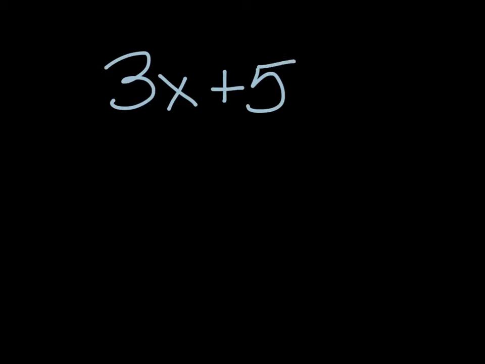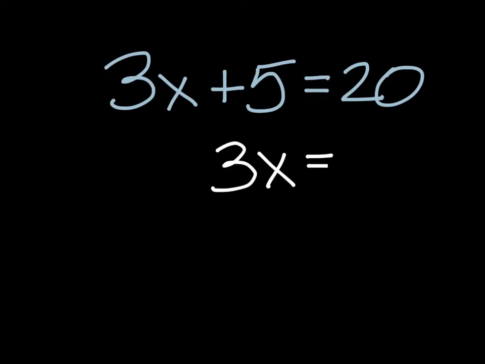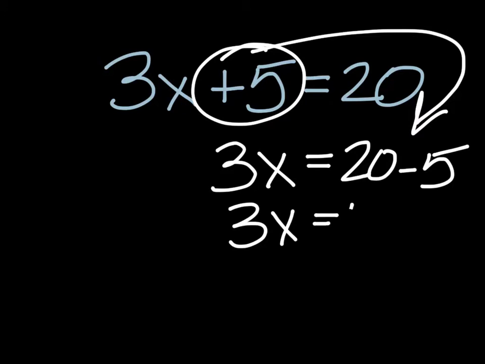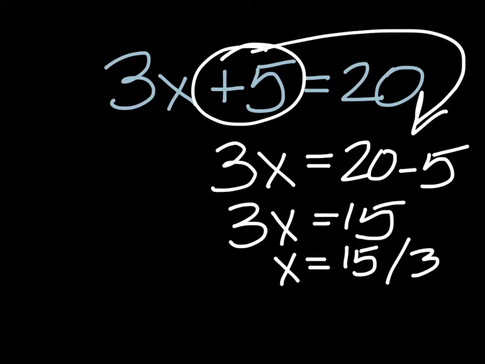Here's one more example. How about 3x plus 5 equals 20? What goes to the right side and changes? Yeah, the plus 5. What does it become over here? Minus 5. 20 minus 5 is what? 15. And what do I divide? 15 by 3. Yeah, and the answer is what? 5, yes.